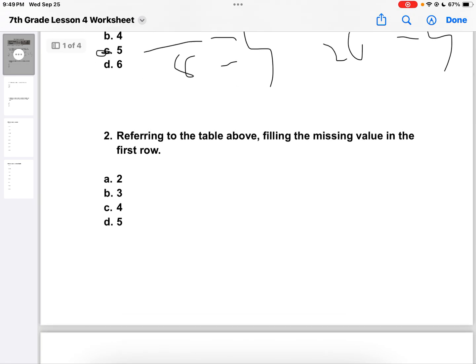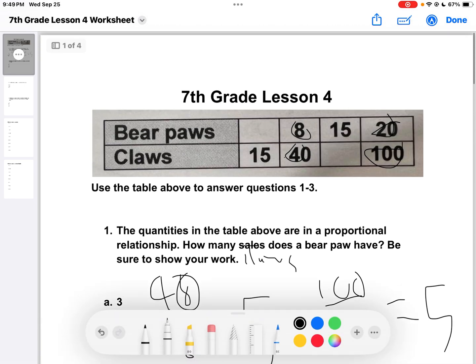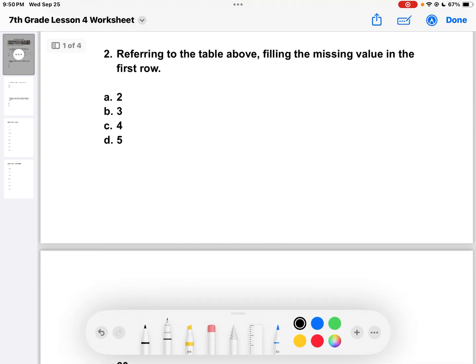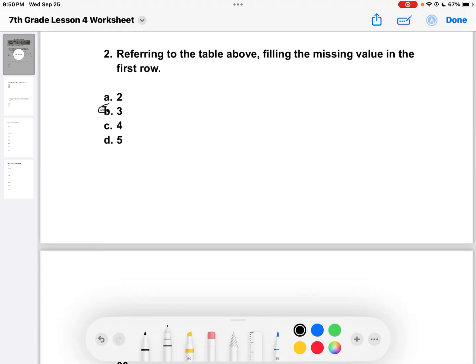Number 2, referring to the table above, fill in the missing value in the first row. So in order to get this value, we need to multiply by 5. So over here, same thing, multiply by 5. So we need to do inverse. 15 divided by 5 is 3. So this will be 3. And the answer will be B.